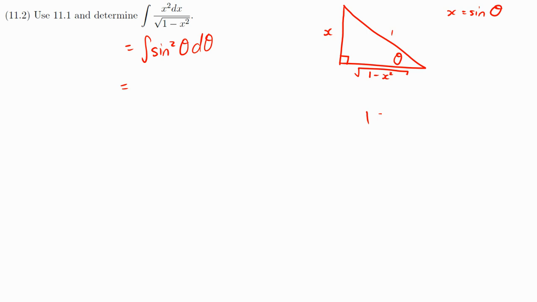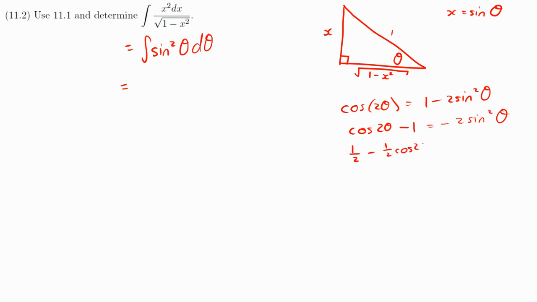So don't use the formula that says cos squared theta plus sine squared theta is equal to 1. No, we're trying to cancel out the squares. So rather use double angles. So cos 2 theta is equal to 1 minus 2 sine squared theta. Let's use this one rather. So we're trying to get this alone. So it will be cos 2 theta minus 1 is equal to minus 2 sine squared theta. Divide by minus 2, then we'll get a half minus half cos 2 theta.